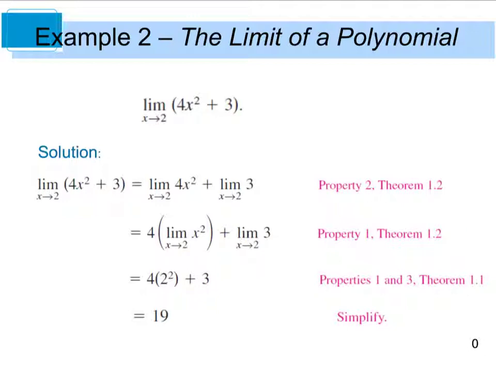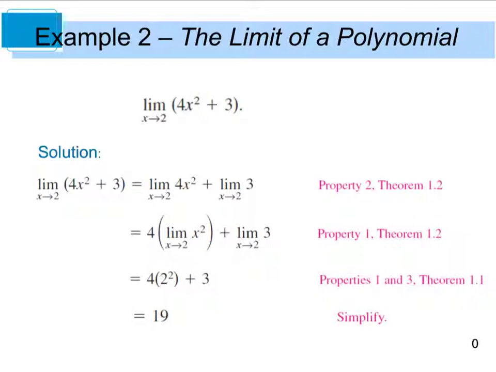Okay, so we have this function here, the limit as x approaches 2 of 4x squared plus 3. We could go through, and this is the correct way of doing it. We'd break it down into, okay, let's do the limit of 4x squared plus the limit of 3. So we broke the addition up into 2 separate limits. Since we're multiplying by a constant, we can pull that constant out and just do the limit of x squared as it approaches 2, and leave the limit of 3 alone.